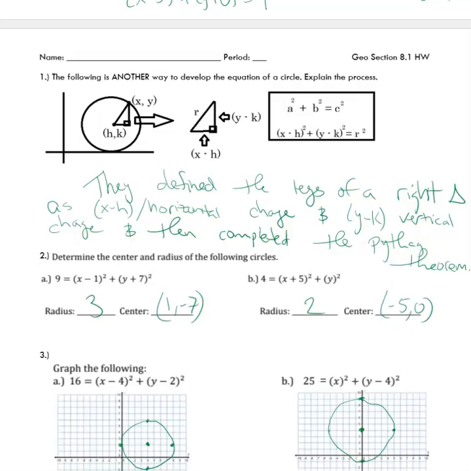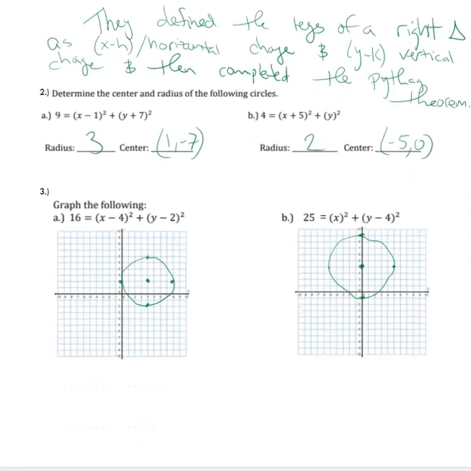So if you had that, and then you put it into a squared plus b squared equals c squared, well, the change of x is (x minus h) squared, the change of y is (y minus k) squared, and then you would have the hypotenuse squared, which is r squared. So that is a different way you could have developed the formula, (x minus h) squared plus (y minus k) squared equals r squared.